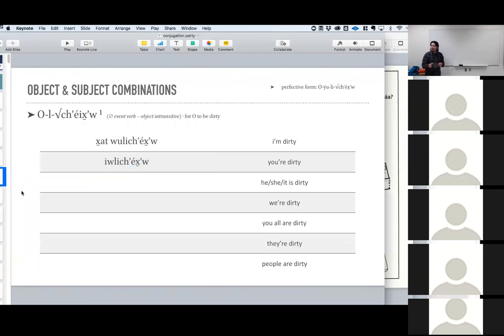Somebody tell me how to say she, he, or it is dirty. Do le, not do, not because do would be his, like, that's his cup. Du guch. Okay. Wu le cheh, ye awe. So remember, it's just, it. If there's no subject, the third person will always be nothing. Always, okay? Wushechech. How about we are dirty?